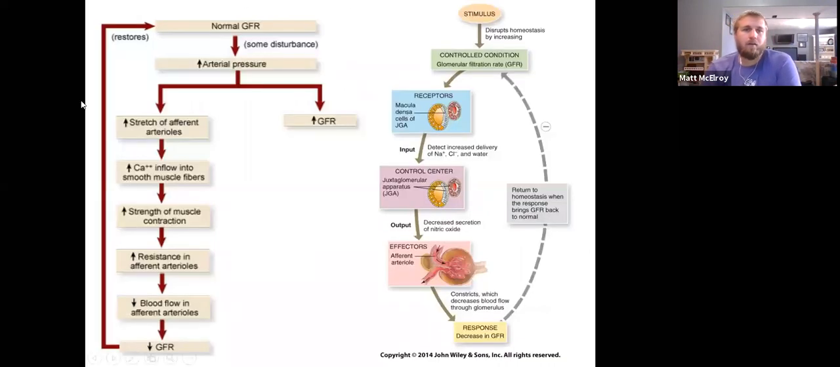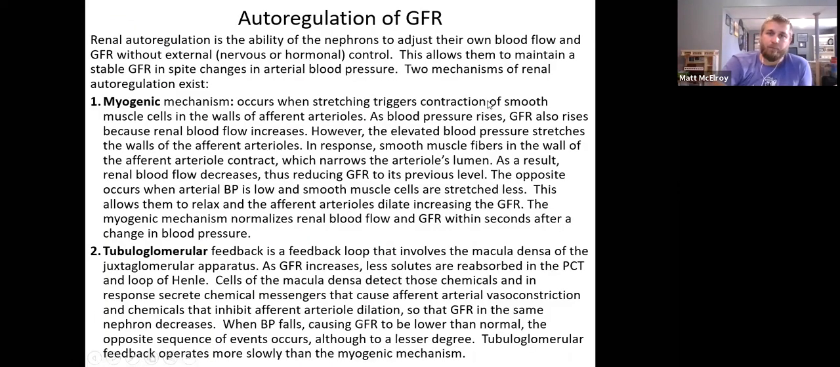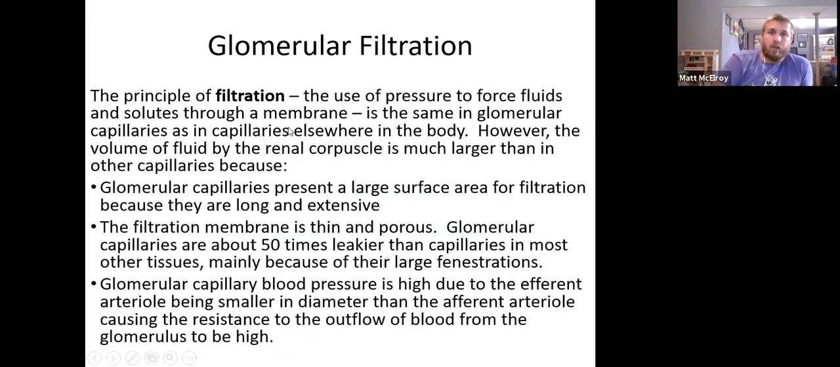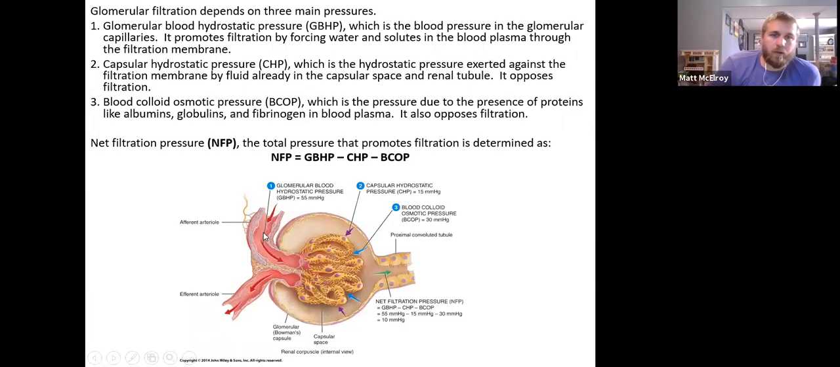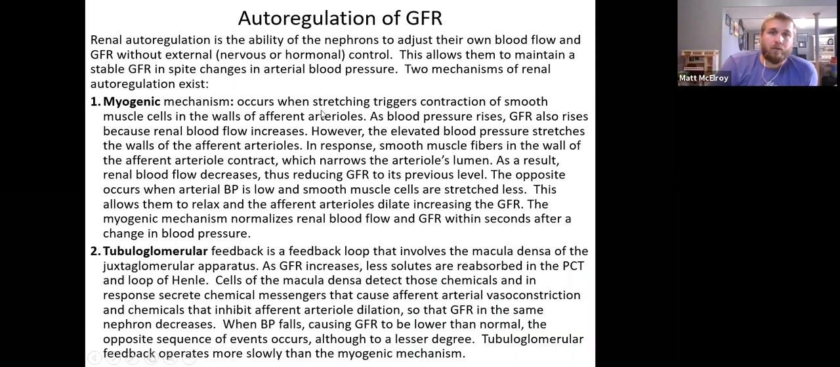Looking at the figure here on the left side of the page, this is the myogenic mechanism. I'll bounce back and forth between this figure and the information. We're going to be talking about adjusting the width of the afferent arteriole, in other words adjusting its lumen, which affects the amount of blood that's going to flow into the corpuscle. So when stretching of the afferent arteriole occurs, it triggers contraction of the smooth muscle cells in the walls of that afferent arteriole.